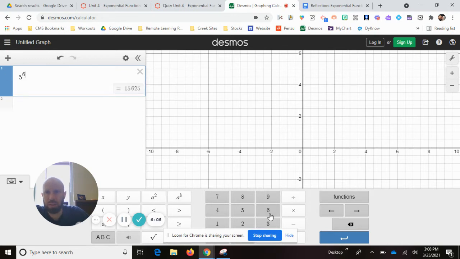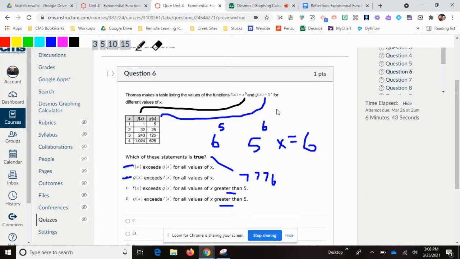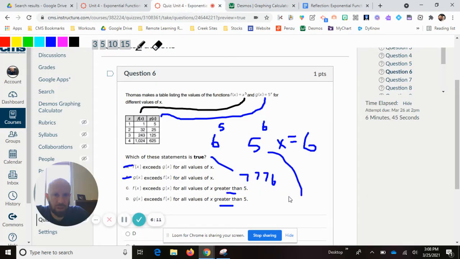If we do 5 to the 6th, that's going to be 15,625. This one is 15,000. We already know that 15,000 is going to be more. It doesn't even matter what these other numbers are. And that's g of x. So it looks like the answer is going to be D.